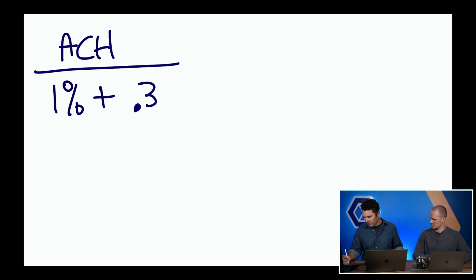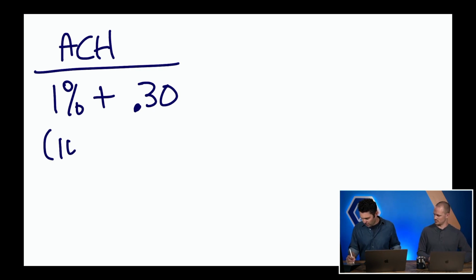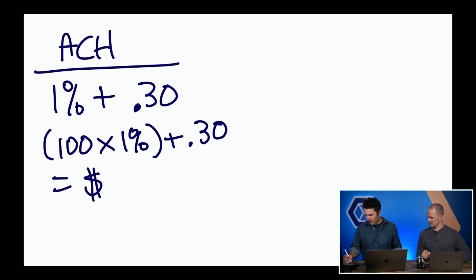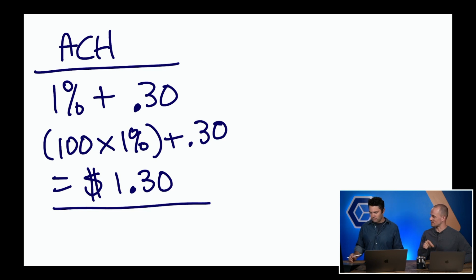So if you take that same $100 donation that someone gave your ministry, $100 times 1% plus 30 cents, you're looking at $100, 1% of 100, that's $1 plus 30 cents. You're looking at $1.30. Is that right, Matt? Yeah, so even lower than the discounted credit card fees with Stripe's integration. That's nice. Yeah, so that's an ACH fee that's pretty common.